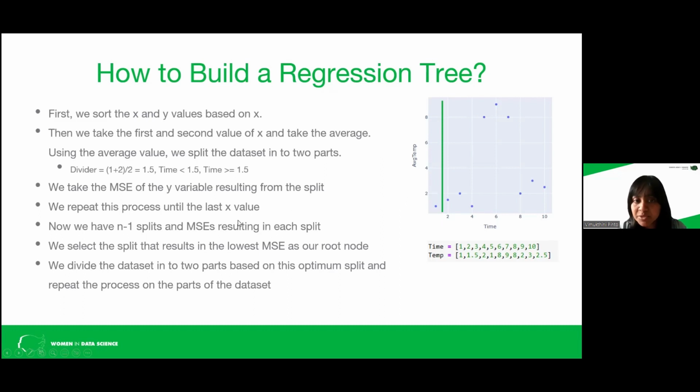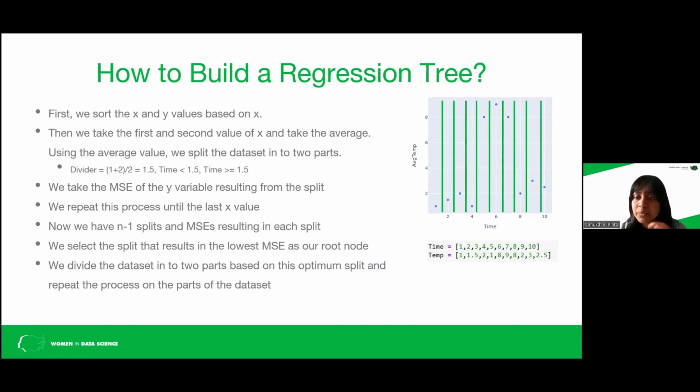Then we repeat the process until the last value of x, and in each split, we get a mean square error. So if we have n number of data points, we have n minus 1 splits and MSE values resulting in each split. I don't really have a plot here, but if you plot the split versus the mean square error, then you can find this sweet spot where it gives the lowest mean square error.